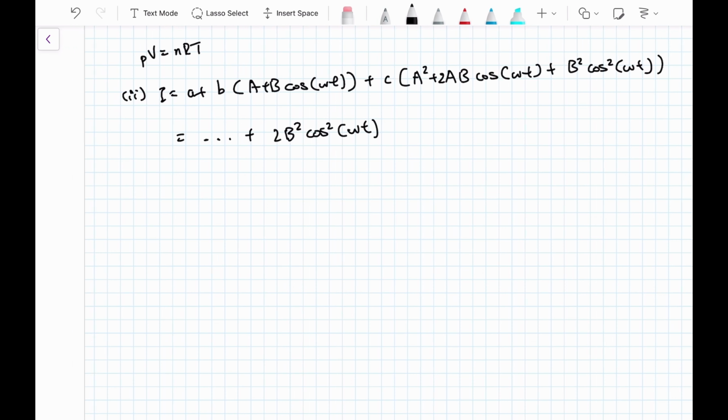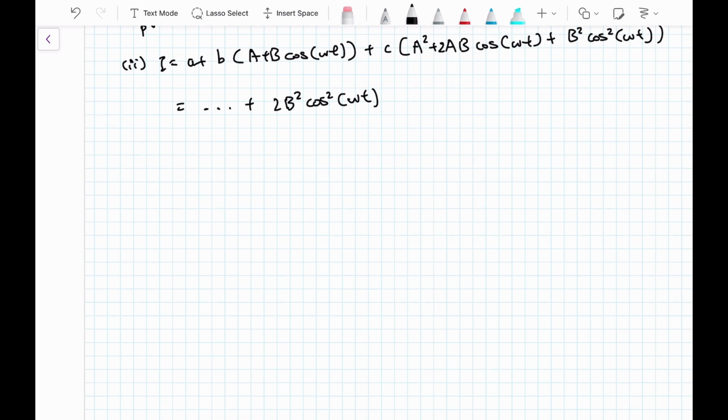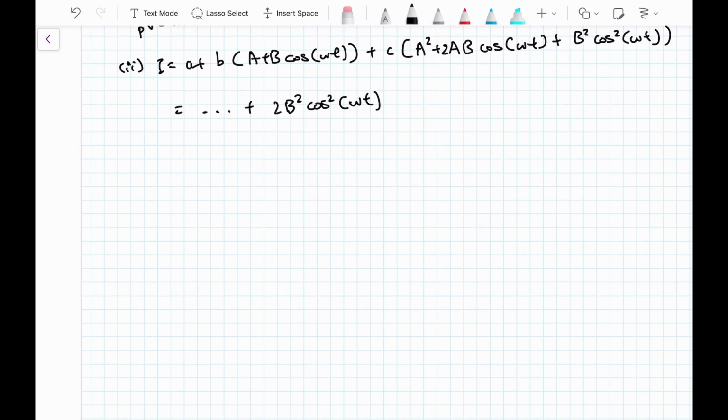But for cosine squared omega t, I think we need to convert this into a harmonic expression, because cosine squared isn't oscillatory if we look at its graph. So I think one conversion is that we can do this. We know that cosine 2 theta is essentially equal to 2 cosine squared theta minus 1.